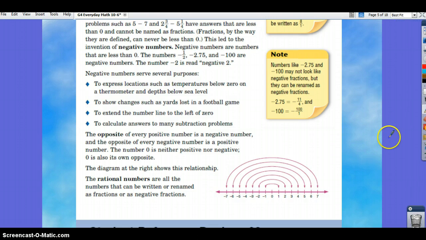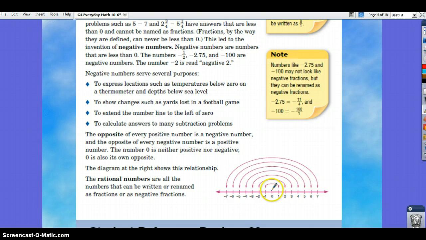The number 0 is neither positive nor negative. 0 is also its own opposite. So the diagram at the right shows this relationship. The rational numbers are all the numbers that can be written or renamed as fractions or as negative numbers.